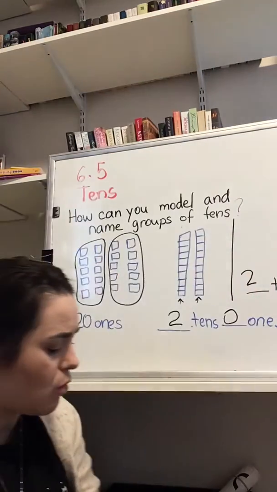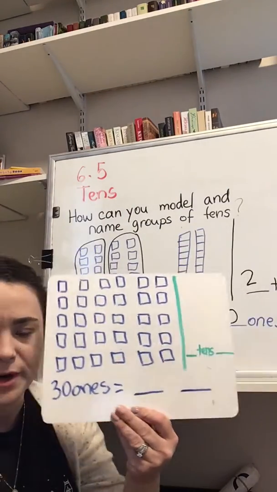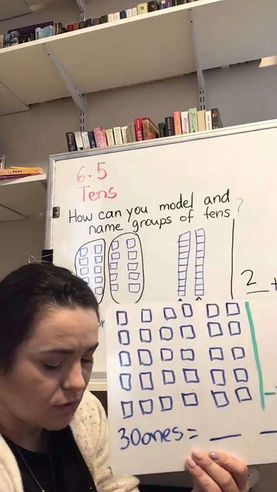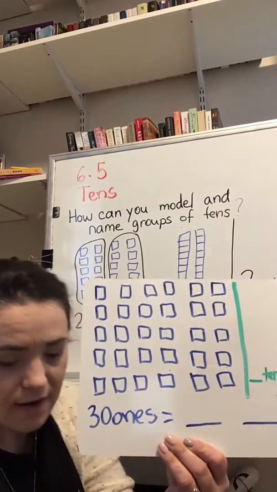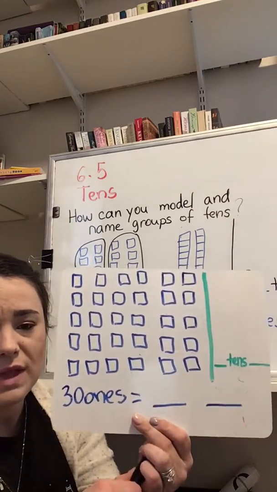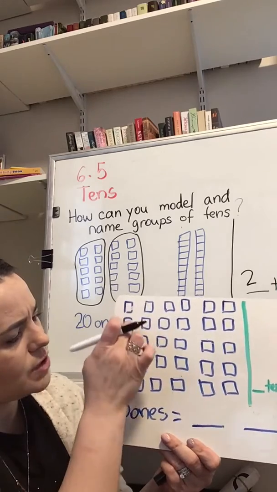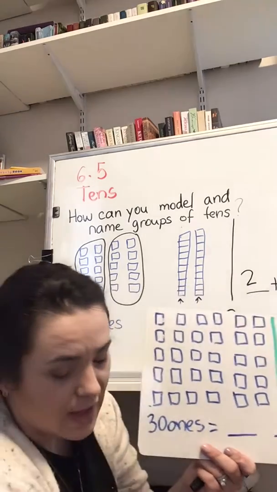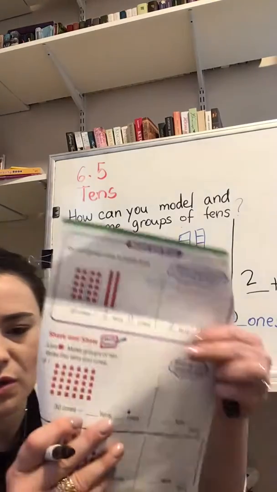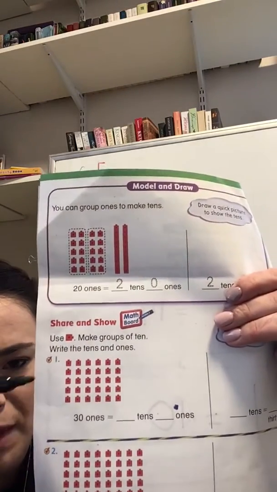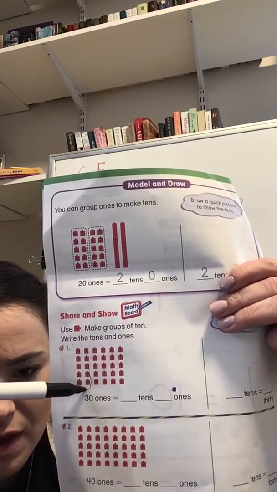So the next one is going to be this one. I have 30 ones. Mrs. K has 30 ones on this whiteboard, right? What should I do? I need to put them in groups of 10. That's correct. So let's see how many groups of 10 I will have. So 1, 2, 3, 4, 5. You do the same thing on your paper, okay? Let me show it to you. You're going to count and you're going to put them in groups of 10.